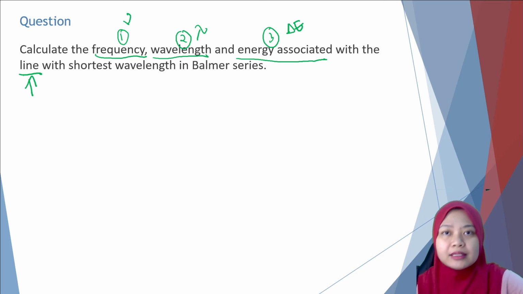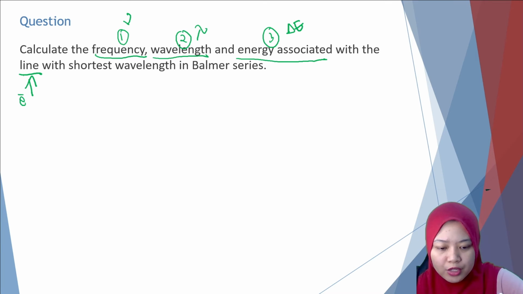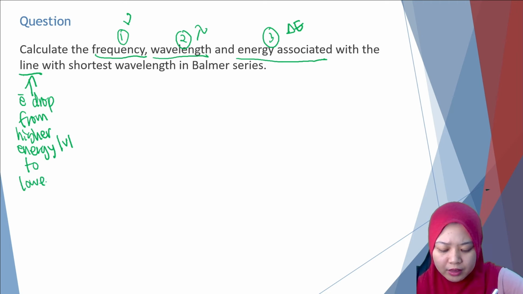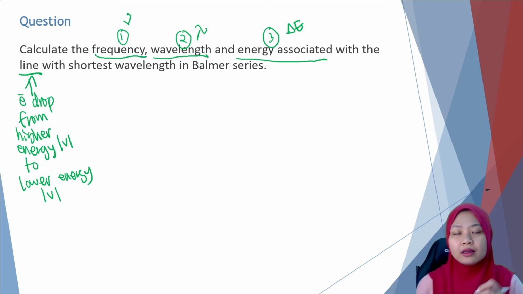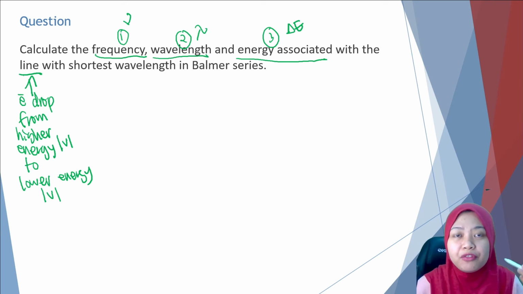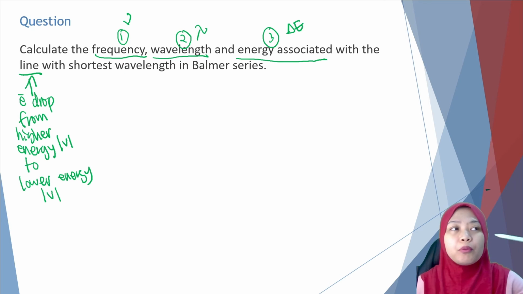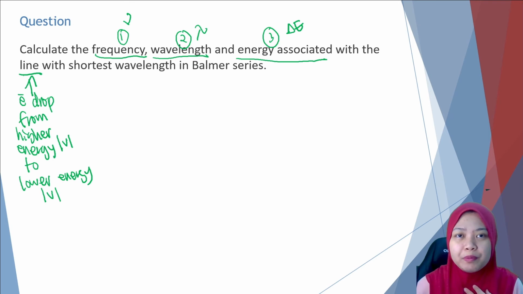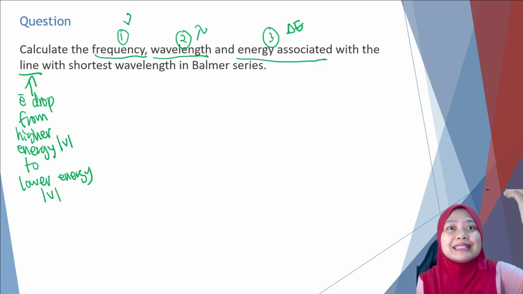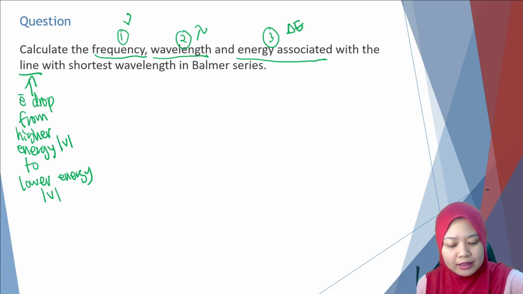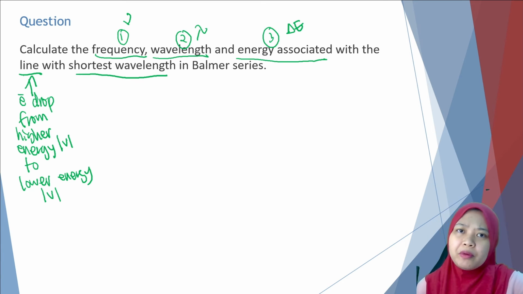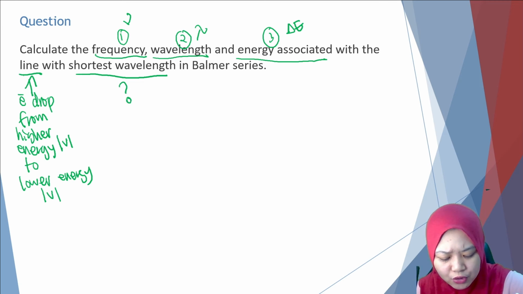A line will only form when the electron drops from a higher energy level to a lower energy level. Remember, a line can only form when the electron moves from higher to lower. If the electron moves from lower to higher, no line is formed. I did explain in the first video how the line spectrum is formed. The line spectrum is formed when the electron falls. An electron going up has no line. And that line is the shortest wavelength. So how do we find the shortest wavelength?